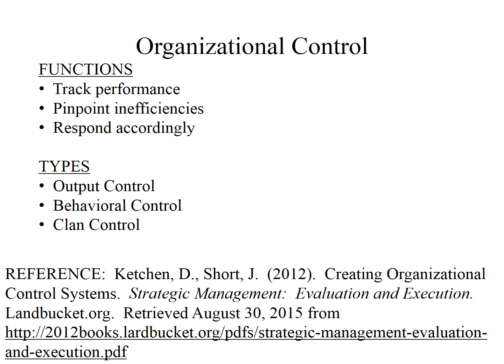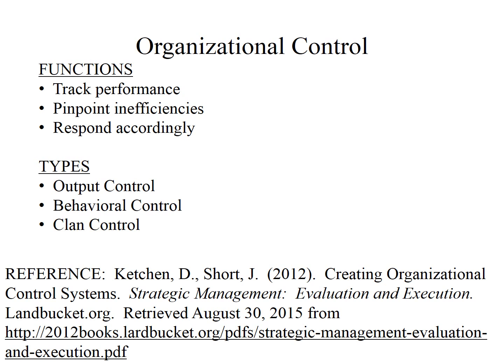Organizational control, which Ketchen and Short broke down into 2 topics, were the functions and types. The functions are to track performance, pinpoint inefficiencies, and respond accordingly. This is just another way of stating the bureaucratic control system.